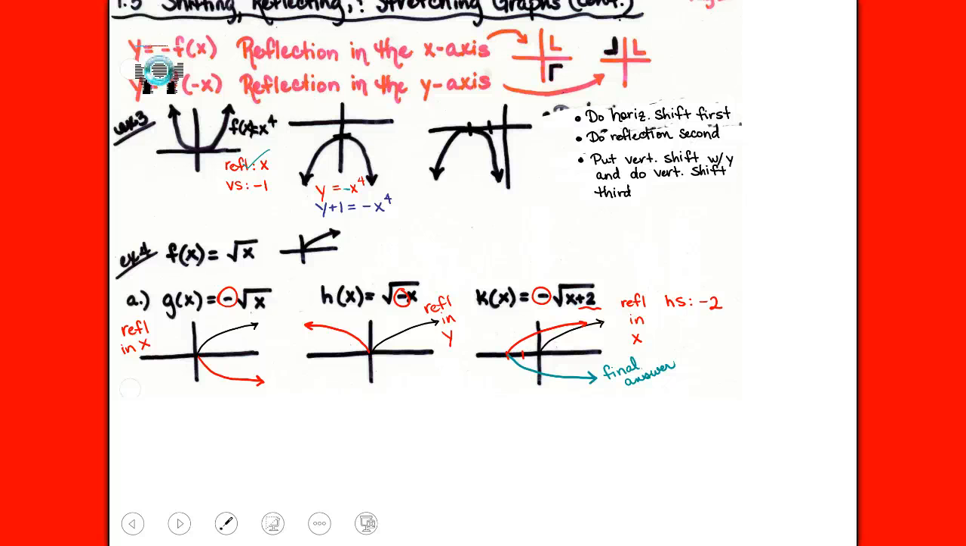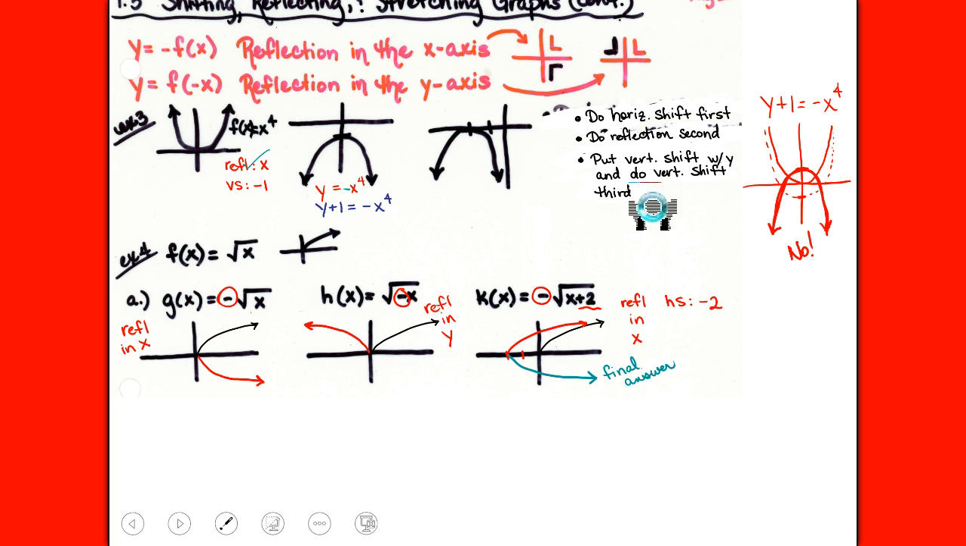Now, let's say that they had given me this equation and asked me to graph it, instead of giving me the graph. Here's an example that shows you why the order of these steps is so important. If I said, okay, I've got y plus 1 is equal to a -x to the 4th, that's the equation we just had. I'd see a reflection in the x-axis and a vertical shift of -1. We said that I would have to do the reflection before the vertical shift, that if I didn't, I wouldn't get the right thing.